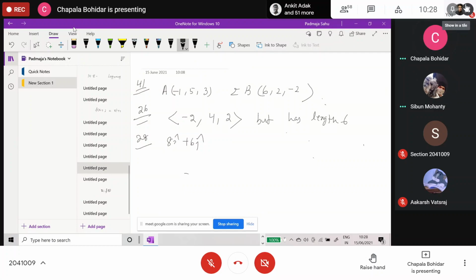What did you get? 36.86 degrees. Someone said 39 point something, and then you told the angle between two vectors, but the question is with the positive x-axis. Then we have to take cos theta. Cos theta is equal to a dot b by mod a mod b.